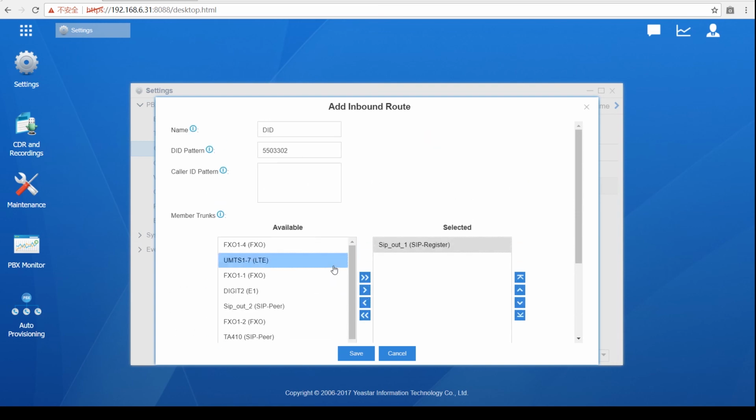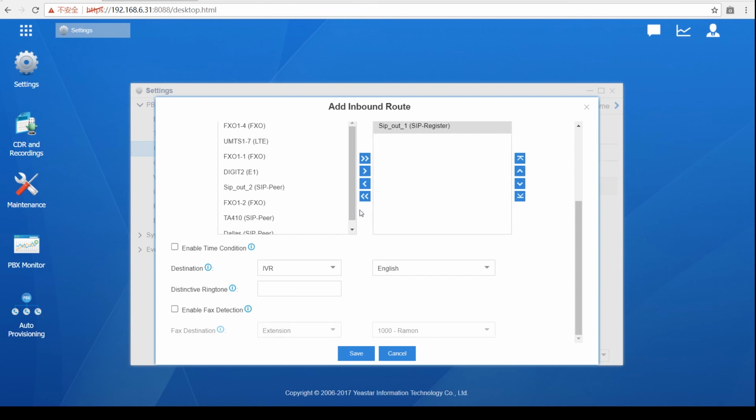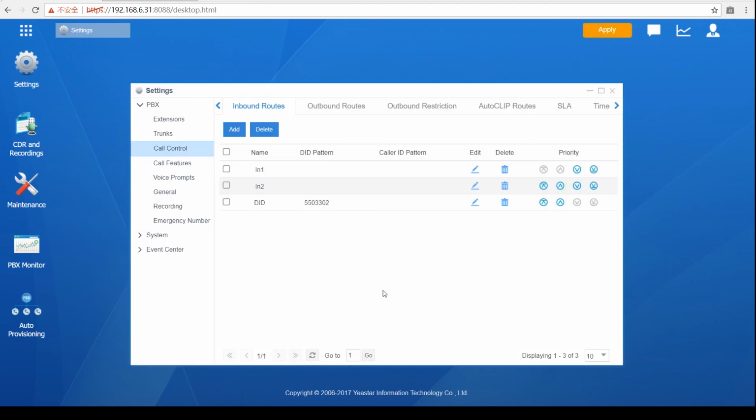So you can actually be totally creative over the IVR settings, and a lot of things can be realized by this. Once we're done, we can click save. Okay, so now we have covered the DID numbers and the DID callings.